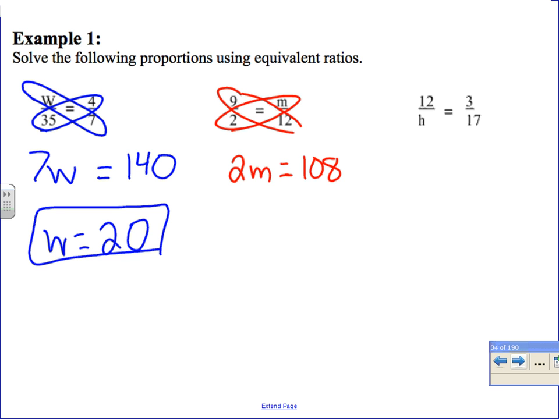Okay, so multiply across each way. It does not matter what you multiply first. And then divide both sides by 2. What is m? Annalise? Good, 54.